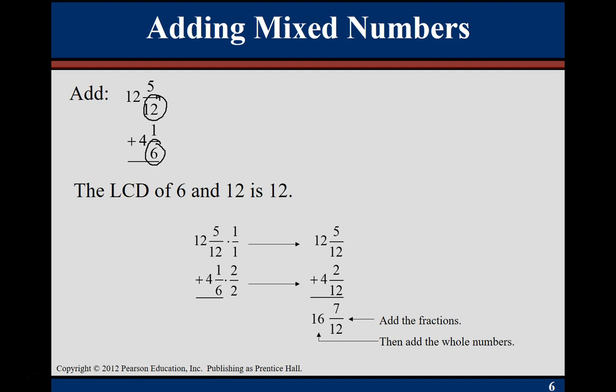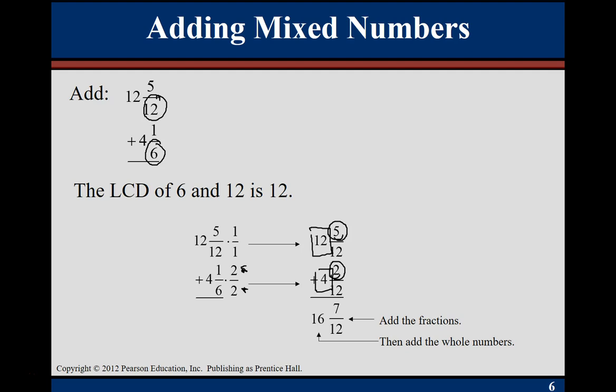To turn a 6 into a 12, I need to multiply by 2. So I'll need to do that in the top and the bottom. So my second fraction will become 4 and 2 twelfths. I'll add the numerators for 7, keep the denominator the same, and then add the whole number portion of 12 and 4 for 16.